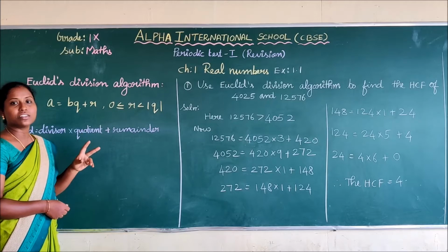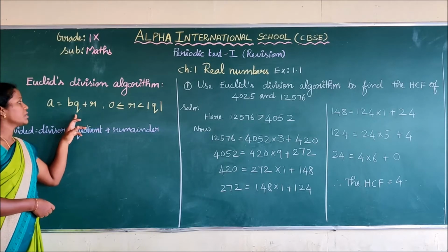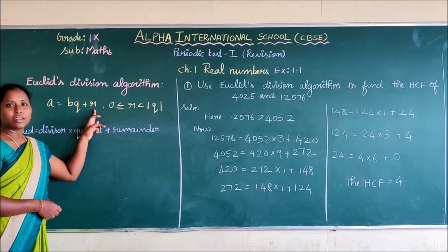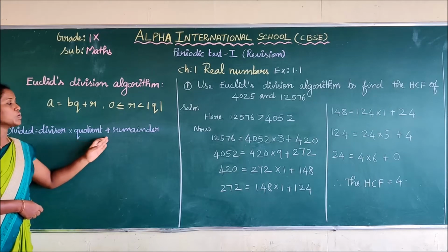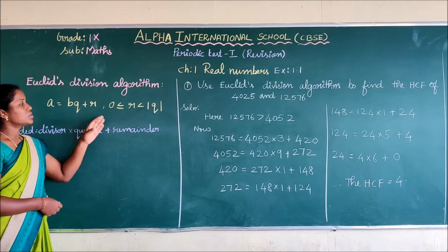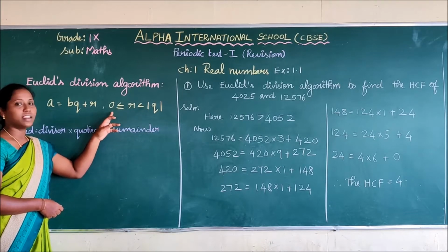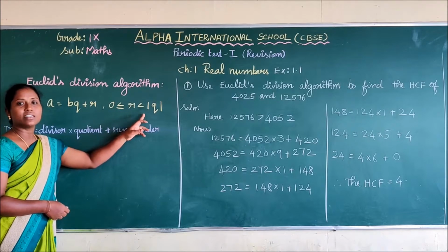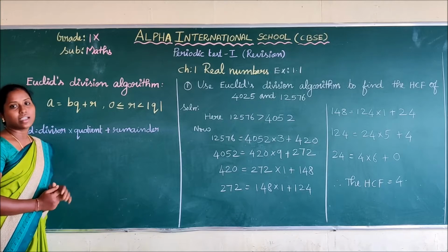For any two integers a and b, a is equal to bq plus r, where q is some integer. Here q is the quotient and r is the remainder. This relationship is dividend equals divisor into quotient plus remainder. The remainder should satisfy the condition: remainder should be greater than or equal to 0 and strictly less than the divisor. This states Euclid's division algorithm.